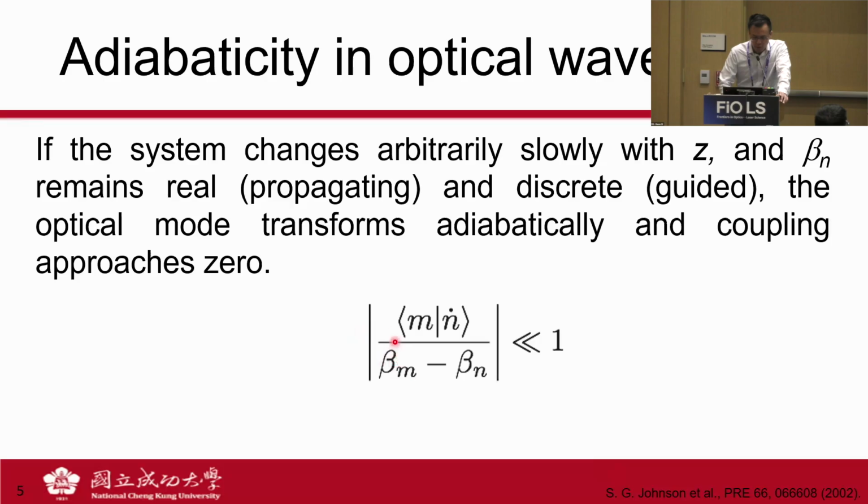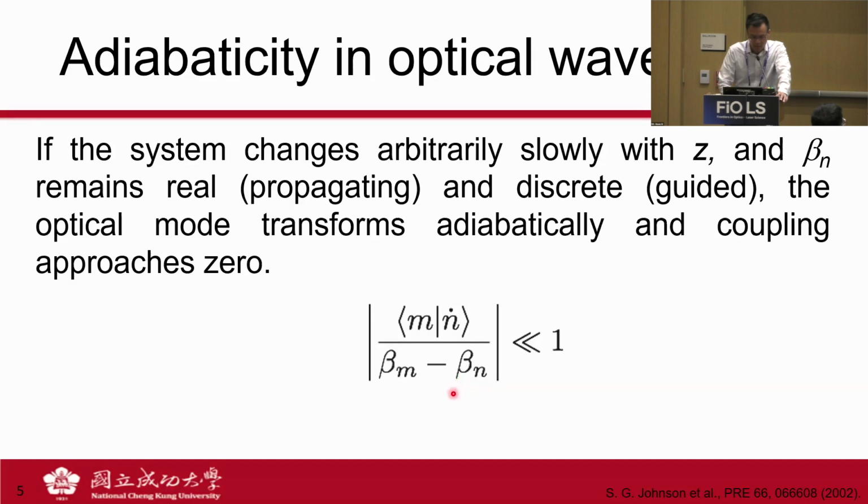If we look at the numerator, it tells us the strength of coupling between these two super modes due to the variation of the mode profile itself. So if the device geometry changes too fast, then the numerator will be large. And if we look at the denominator, it tells us that if the propagation constants of these modes are very different, then we will have a large denominator, which reduces the unwanted coupling.